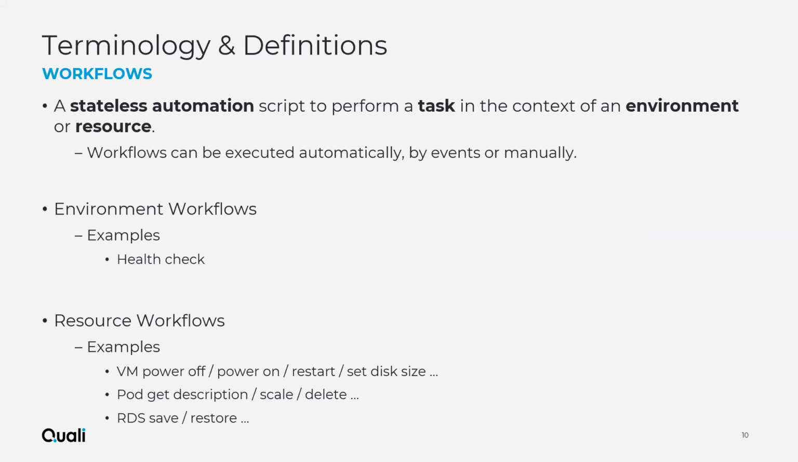Workflows. A workflow is a stateless automation script to perform a task in the context of an environment or resource. Workflows can be executed automatically by events or manually. Okay. So what is a workflow? Of course, in general, it is a procedural, long-running series of orchestrated jobs that have some purpose. A workflow can be general purpose, or it can have a scope.